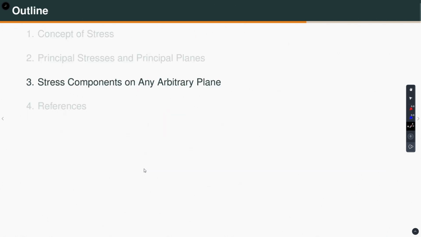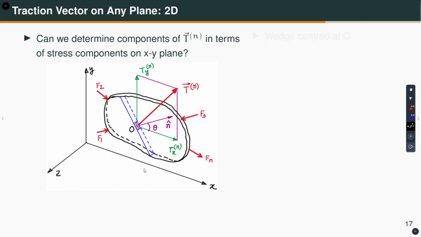Okay. Now, let us look at stress components on any arbitrary plane. We will come back to the principal stresses in the next lecture. Okay. So, let us say we are first talking about 2D state of stress, right. So, plane stress. The question is, let us say I have a body like this, right. This is my x axis, y axis and z axis, and this body is in plane stress in the xy plane. Okay. And I cut this body with a plane like that, this plane, right. And I am looking at this point O.